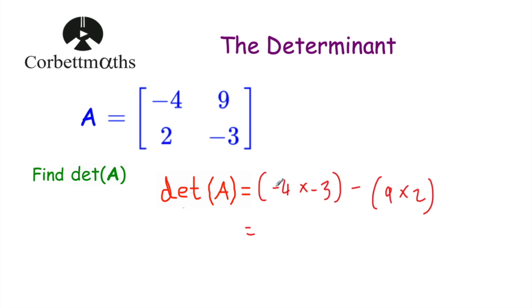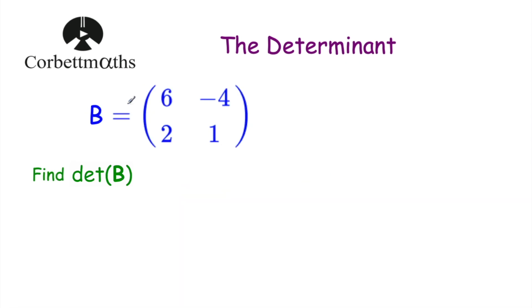-4 times -3, well, negative times negative is a positive, and 4 times 3 is 12, so that's 12. Subtract, and 9 times 2 is equal to 18, and we've got 12 take away 18, so the determinant of this matrix would be -6, and that's it. So the determinant of this matrix A would be -6.